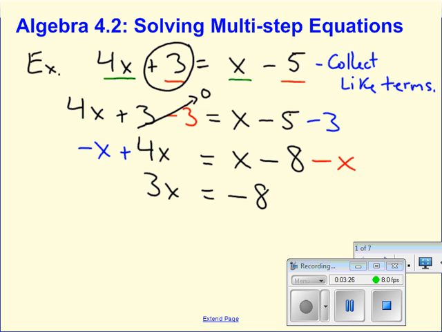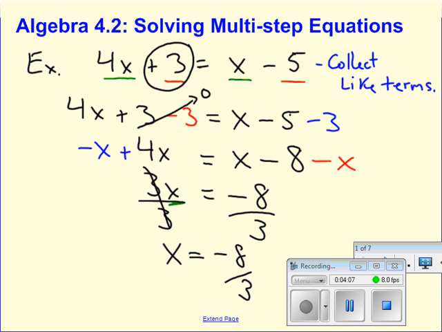But I'm not done. I'm still trying to find out what x by itself is equal to. And to do that, I have to get it to 1x. Whatever this coefficient is here, I'm going to have to divide by that coefficient. In this case, 3. So 3 divided by 3 will be 1. But whatever I do to the left side, I also have to do to the right. So I'll just have to divide by 3 over here. In this case, I'll just leave it as a fraction. x is equal to negative 8 over 3.